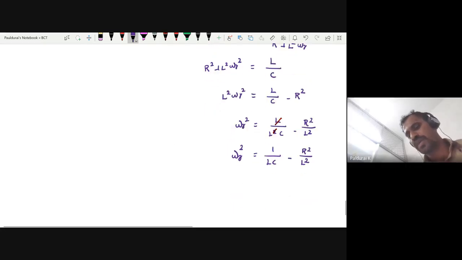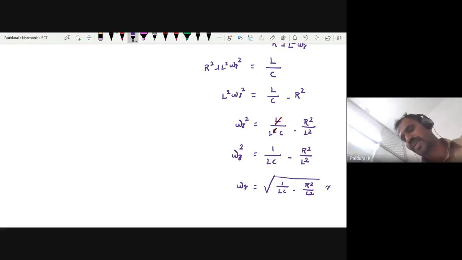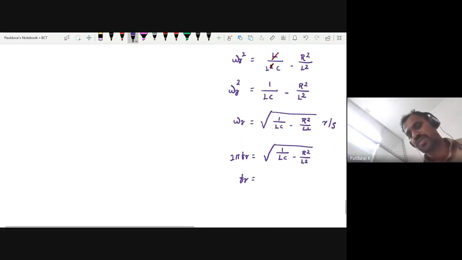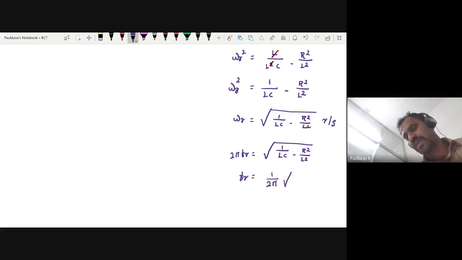Therefore, what is my omega R, the resonance frequency? Nothing but square root of 1 by LC minus R by L the whole square, otherwise R squared by L squared, in terms of radian per second. Or otherwise, omega R equal to 2 pi FR. Therefore FR equal to 1 divided by 2 pi square root of 1 by LC minus R squared by L squared. That's right. So this is the way to derive the resonance frequency for circuit 2.